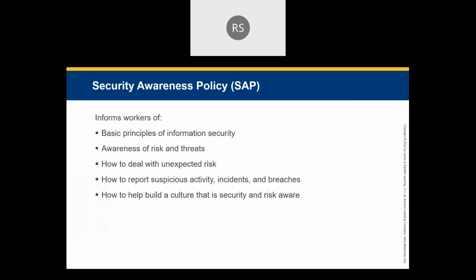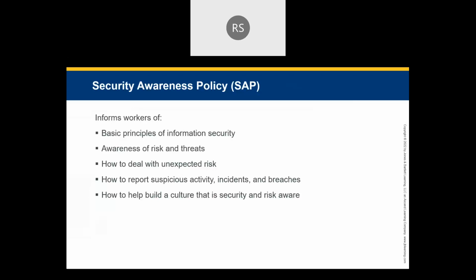Also, the awareness of risk and threats. It raises the awareness among employees about the potential risk and threats to the information security. It's going to educate them about the common security threats such as social engineering, phishing, malware, unauthorized access, and it provides guidelines on how to recognize and respond to these threats.